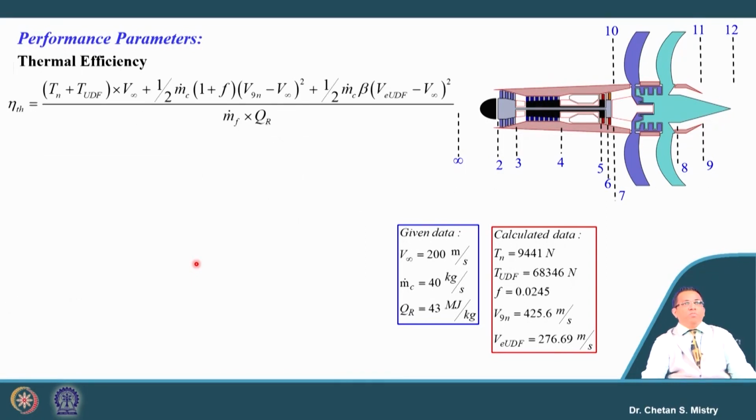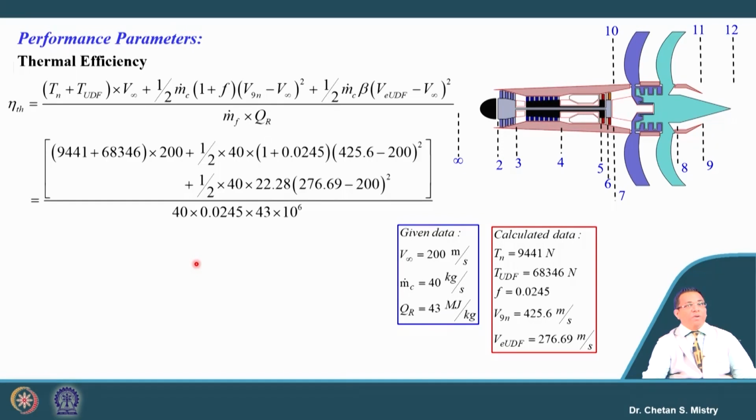Now, let us move to the next calculation, thermal efficiency. For thermal efficiency, in the denominator we will have m_f into CV, and if we put in all these values, the thermal efficiency of this engine comes to be 45.61%. This thermal efficiency is also on the higher side compared to all the engines we have discussed.